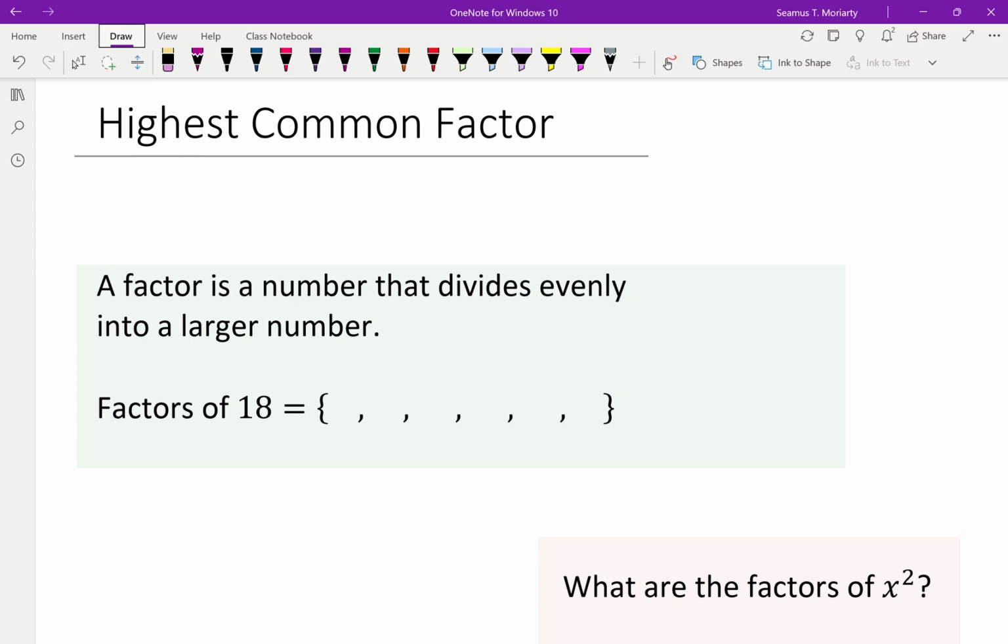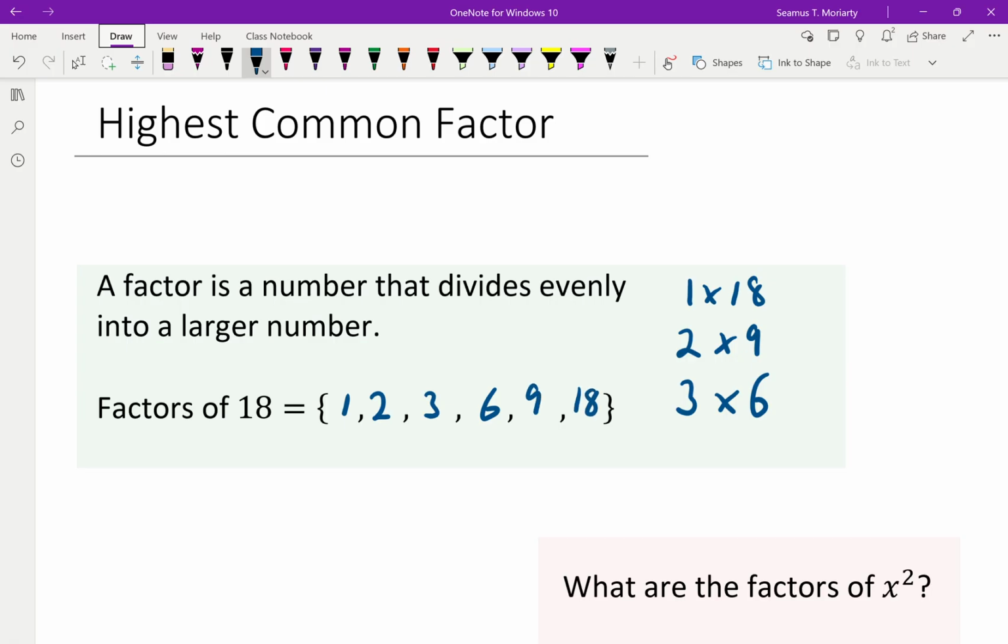Hopefully you remember from number systems that a factor is a number that divides evenly into a larger number. So the factors of 18 will be 1 times 18, 2 times 9, and 3 times 6. To list those factors then, it's good practice to put them in order. 1, 2, 3, 6, 9, and 18.